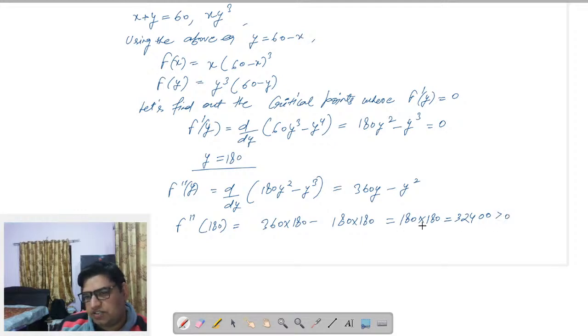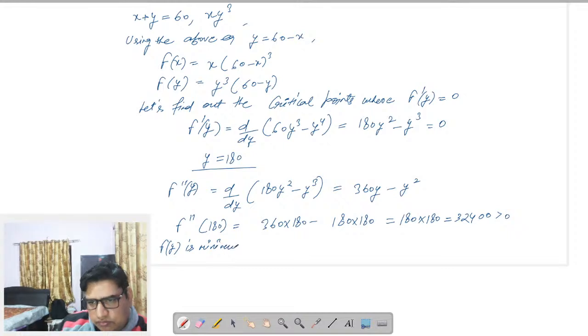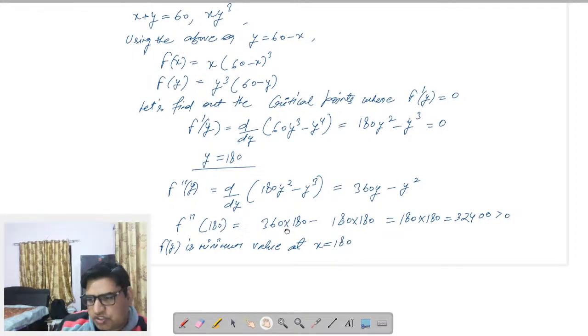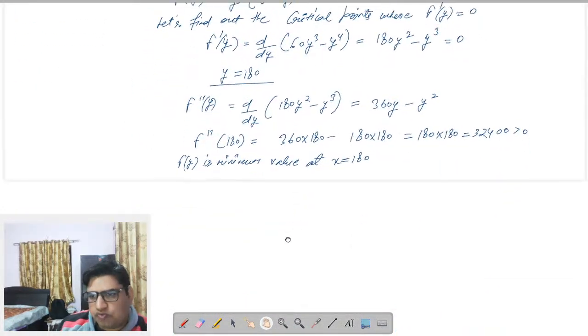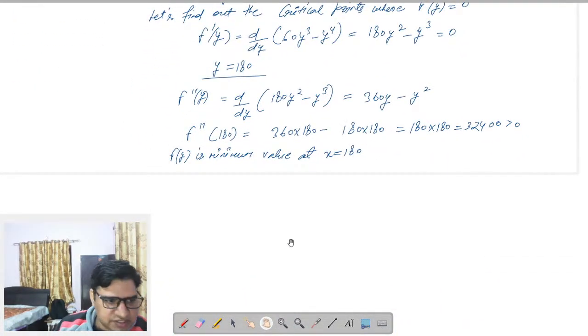Basically it is greater than 0, so this function f(y) will attain its minimum value at y is equal to 180. The function will attain its minimum value at that point. But guys, we are supposed to find the maximum value here.